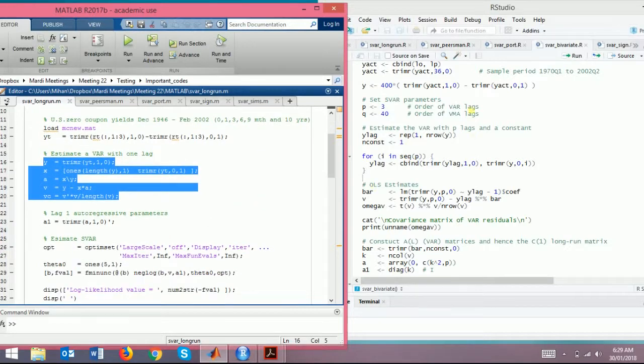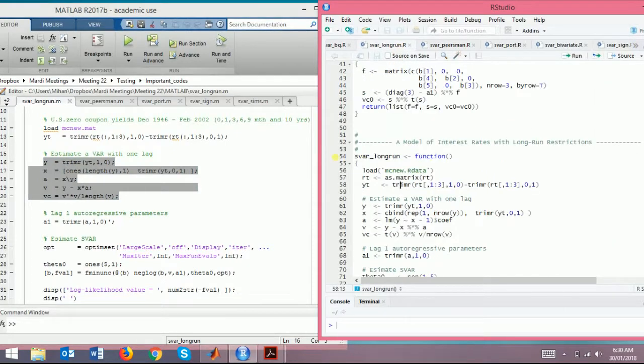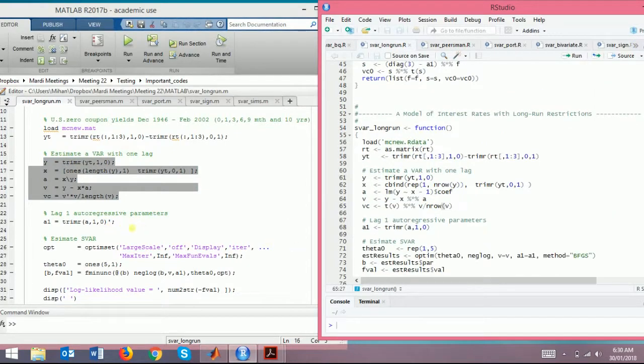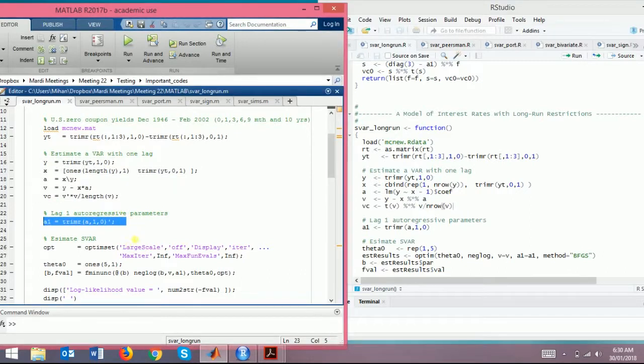So with one lag, and then lag 1 autoregressive parameters. Let's get back to what we are talking about. Long run. And then lag 1 autoregressive parameter is A10, because we have estimated A with the lag 1 autoregressive parameters, which is simply A10, A1 trim A10, which is b plus ki minus 1 to ki.